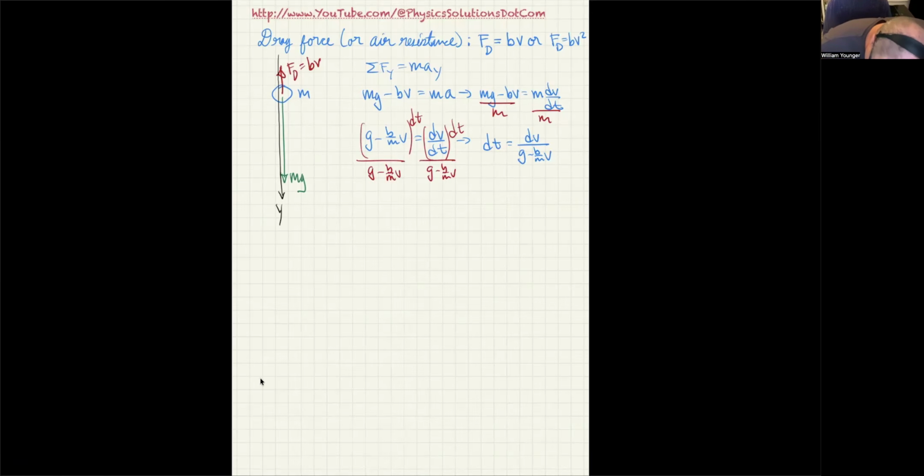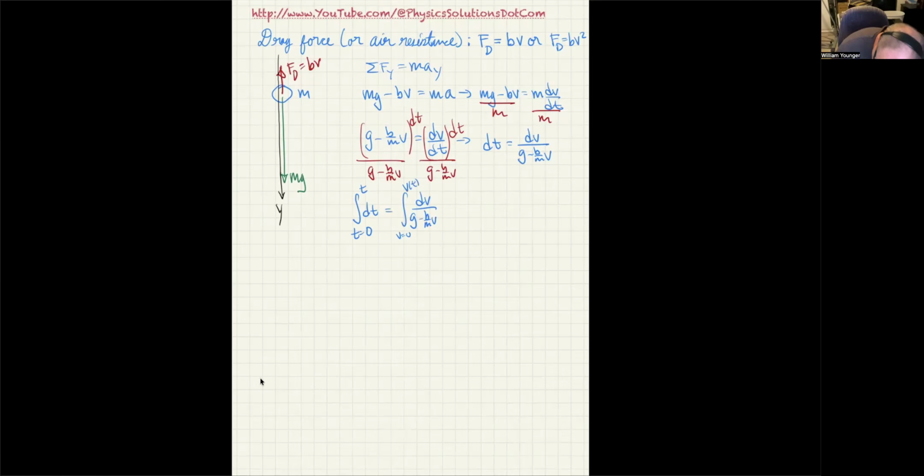What I'm going to do is integrate both sides, so I get the integral of dt is equal to the integral of dv over g minus b over m times v. Now I'm going to integrate from t equals 0 to some arbitrary time t. Mathematicians don't like us using the integration variable as the limit of integration, but we're going to do it. And I'm going to integrate from v equals 0 to v of t specifically.